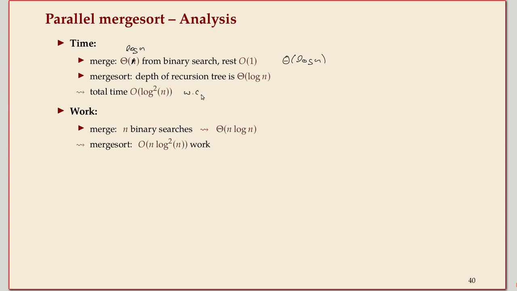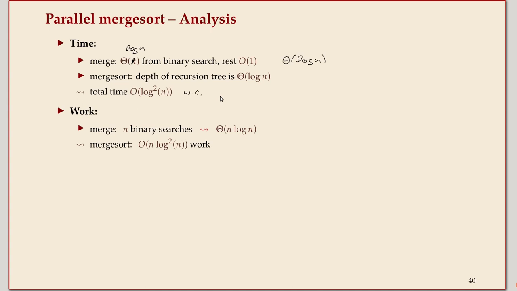I mean, if we don't say anything, I assume worst case, but let's be explicit. So the advantage of Mergesort over Quicksort, like in the sequential case actually, is it achieves the same order of growth, but in the worst case, not only in expectation.